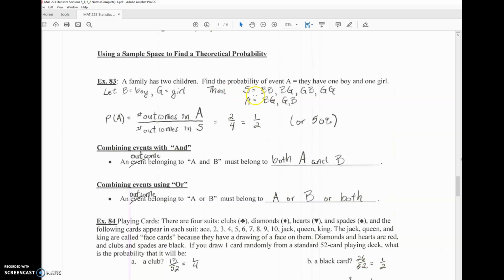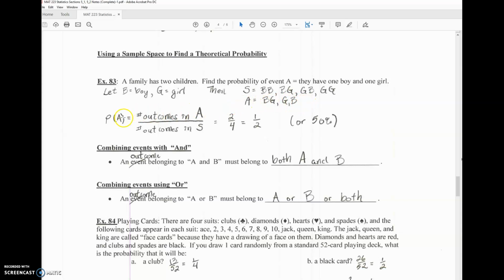Okay? Then the sample space is that the family could have a boy first and then another boy, or a boy first then a girl, or a girl first and then a boy, or a girl first and then another girl. So there are 4 possible outcomes to having 2 children. The event A, which is having 1 boy and 1 girl, includes the outcomes boy, girl, and girl, boy.